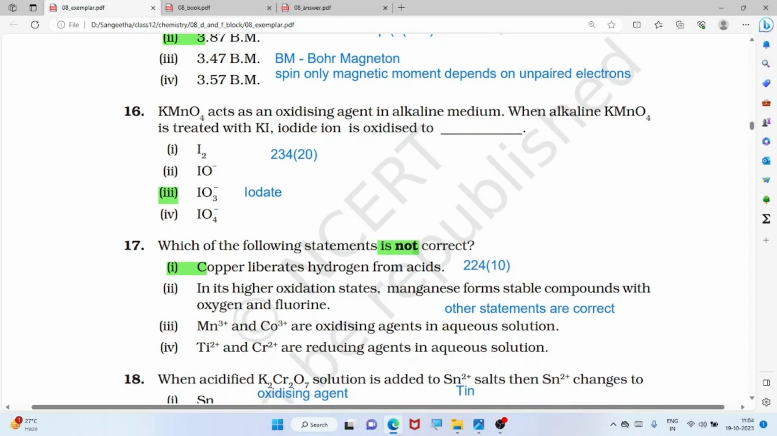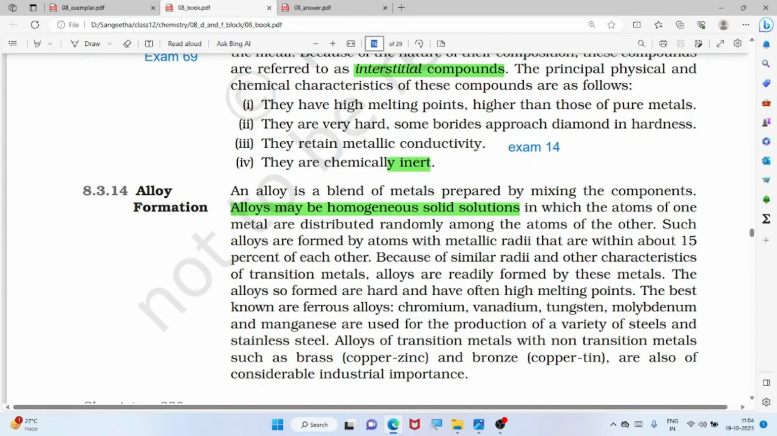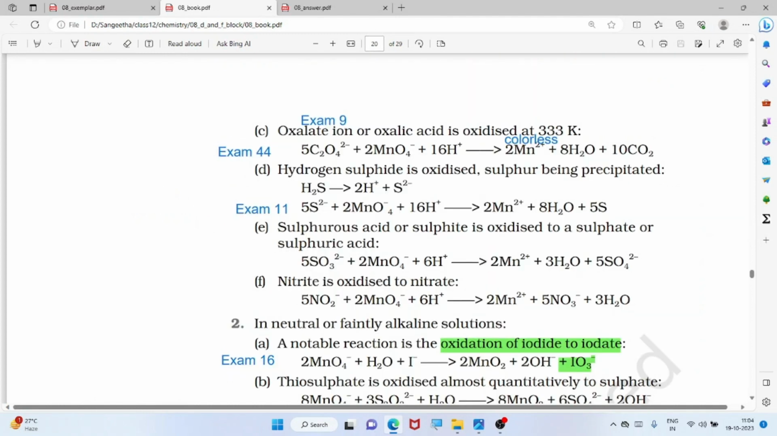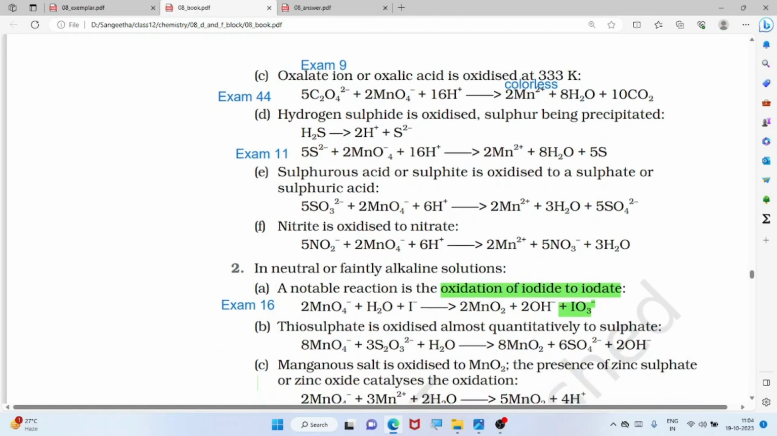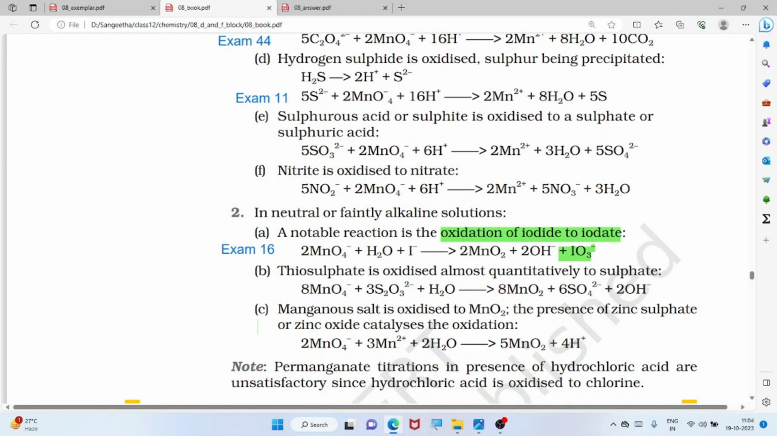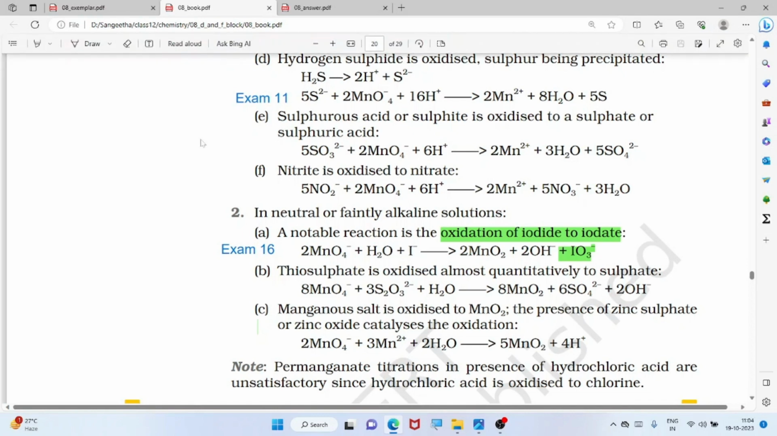KMnO4 as an oxidizing agent in alkaline solution. When alkaline KMnO4 is treated with KI, iodide ion is oxidized to the iodate ion. This is the iodate ion. Iodine to iodate, oxidation of iodine to iodate ion.